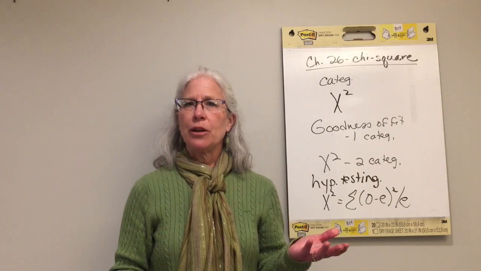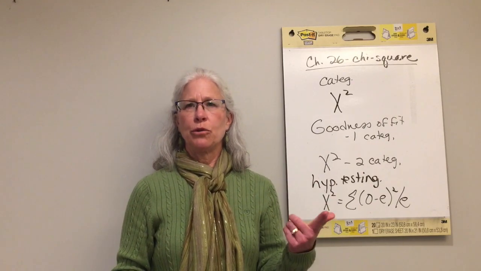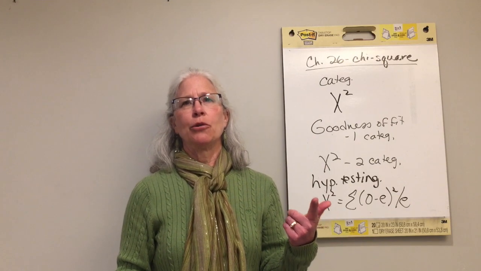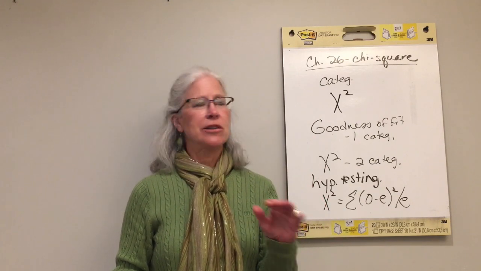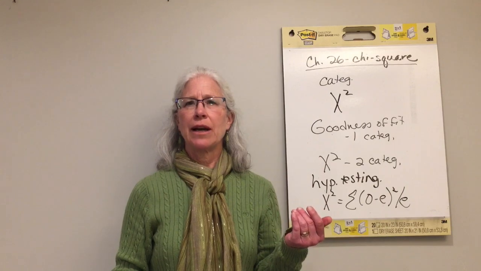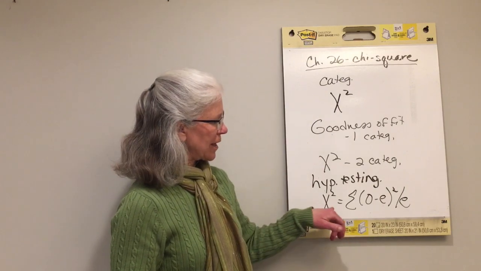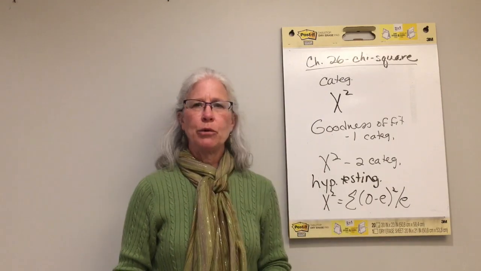So chi-square, we're dealing only with categorical data. We're doing hypothesis testing. So we're making a claim about what's true in the population, that there is nothing going on versus something going on. The computer will give us the chi-square statistic and p-value, and then we'll make our decision.